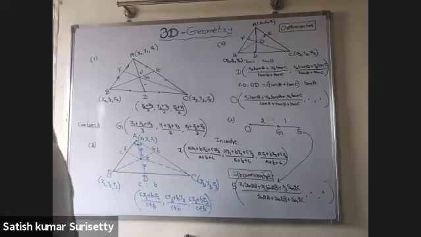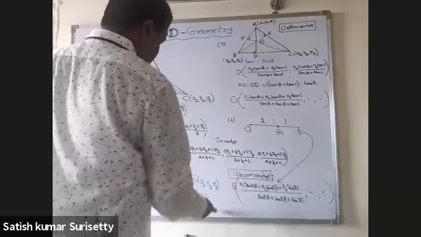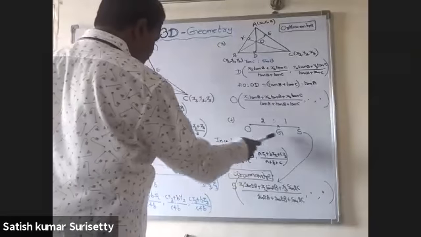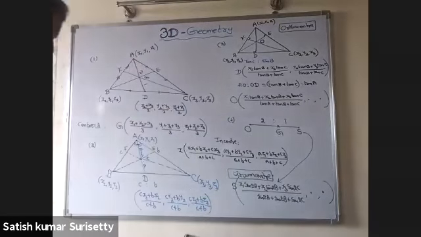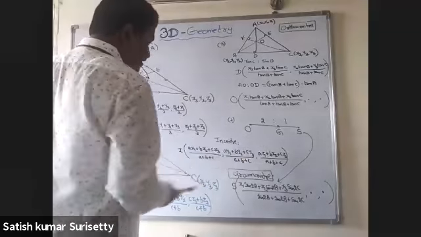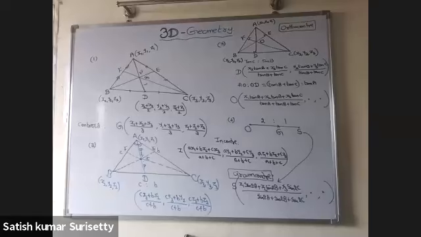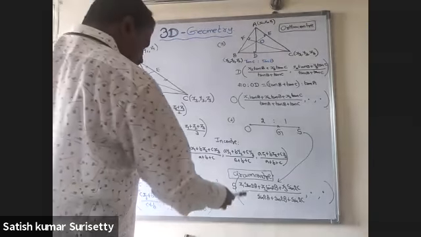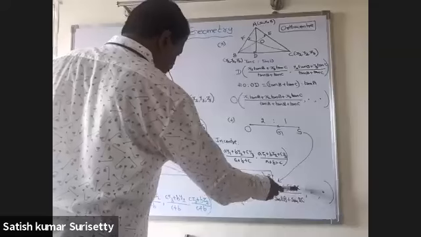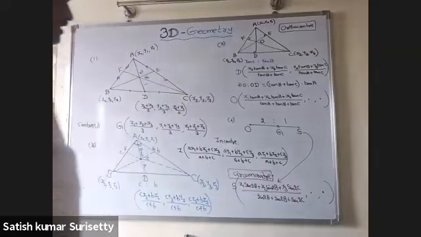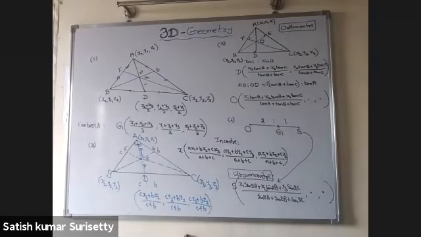And circumcenter can be derived using orthocenter and centroid. That is, centroid divides the line segment joining orthocenter to circumcenter in the ratio of 2:1. So coordinates of circumcenter are x1 sin 2A plus x2 sin 2B plus x3 sin 2C upon sin 2A plus sin 2B plus sin 2C. Similarly, the y coordinate and z coordinate.